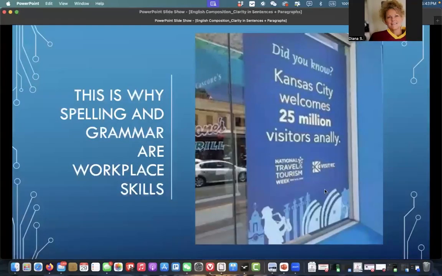Here's an illustration of why spelling and grammar are workplace skills. We can see this word right here. Now, some of you may be wondering, well, why didn't the printer catch that? That is not the printer's job. There is someone from the Kansas City Department of Tourism who should have proofed this before it went to the printer. It's not the printer's job. But what's stunning is that it came back from the printer, nobody caught it, and it got put up in their window anyway.